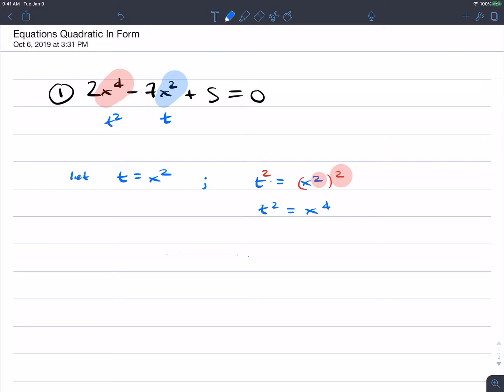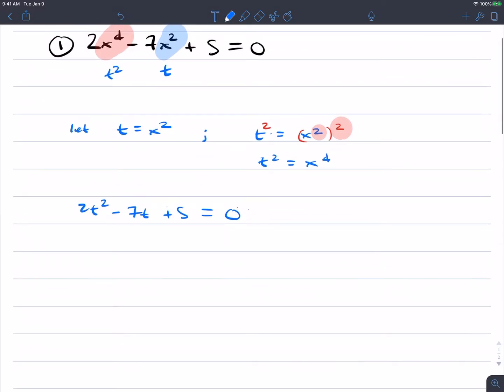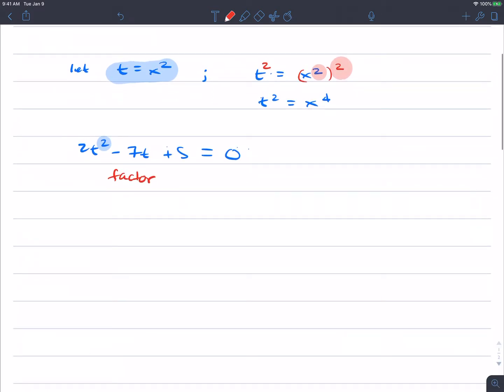Now your equation becomes 2t squared minus 7t plus 5 equal to 0, with the substitution that here t is equal to x squared. That's important, and we're going to use that. You see we have a nice quadratic equation here. Now, what you want to do here is factor this equation and use the zero product rule to solve it.